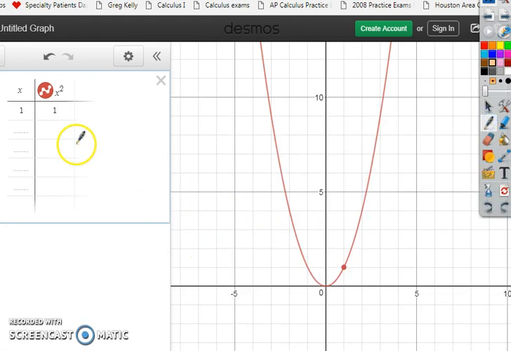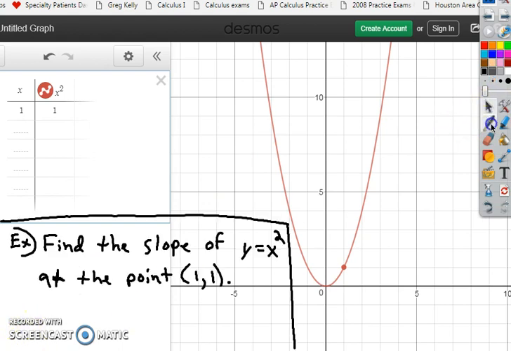This function is the function y equals x squared. You've probably graphed that function many times before. And let's say we wanted to find the slope at point 1, 1. So the direction would be: find the slope of y equals x squared at this point, coordinate 1, 1. So if we want to find a slope, I need another point.